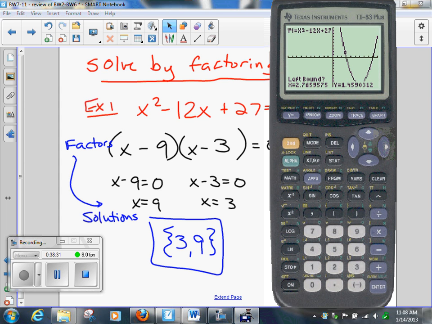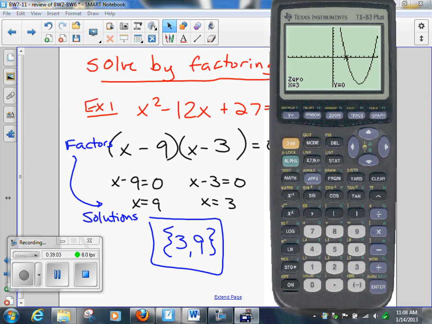Okay, this is just another way to find the zeros. My spider has to be to the left of that 0. I hit enter. It has to be to the right. Hit enter. I don't want to guess. Hit enter again. 0. Boom, it tells you. And then I would do the very same thing for the 0 over here on the right, or the right root, whatever you want to call it. That is another way to do it. I don't care which way.